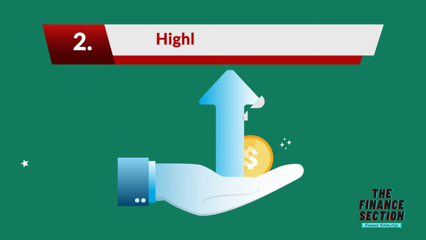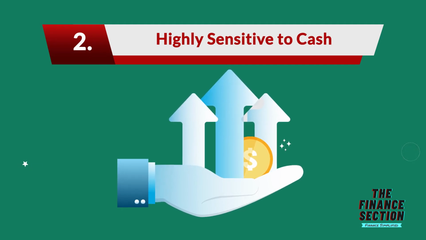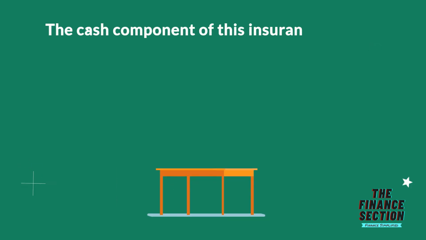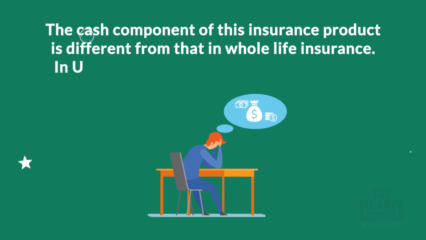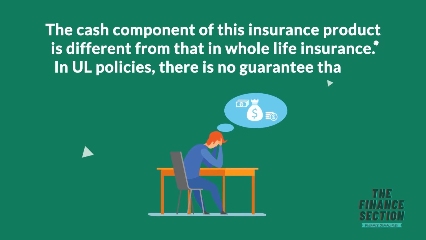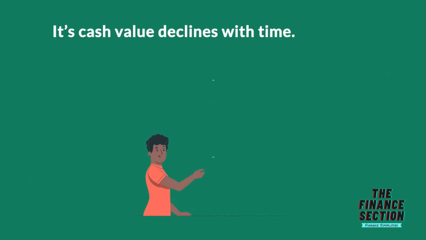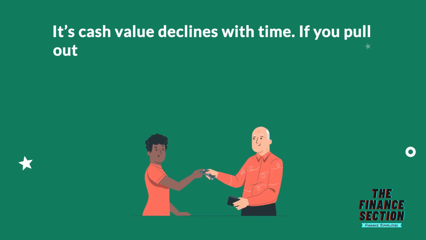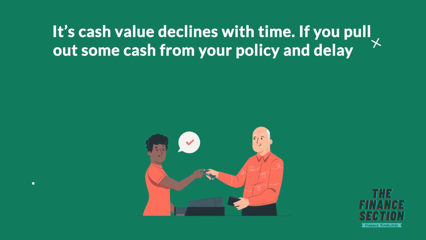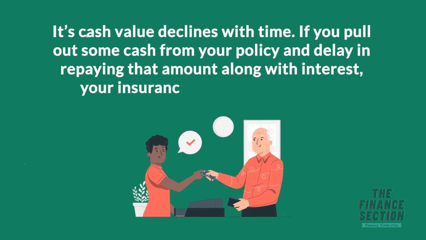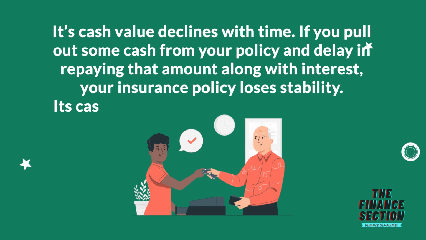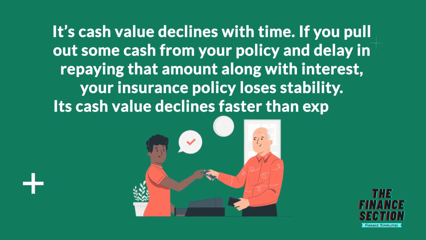2. Highly sensitive to cash. The cash component of this insurance product is different from that in the whole life insurance. In UL policies, there is no guarantee that the cash will grow over time. Its cash value declines with time. If you pull out some cash from your policy and delay in repaying that amount along with interest, your insurance policy loses stability. Its cash value declines faster than expected.